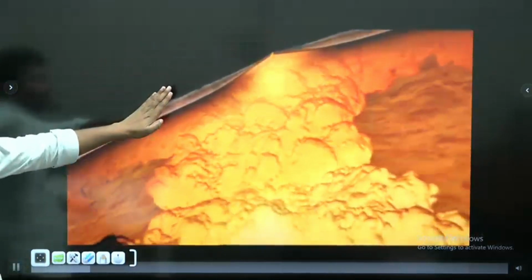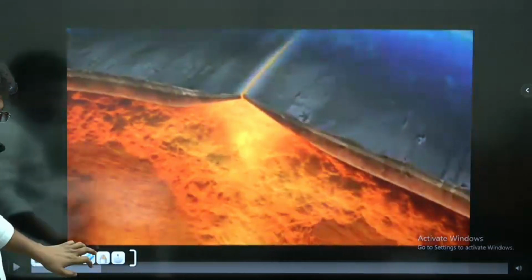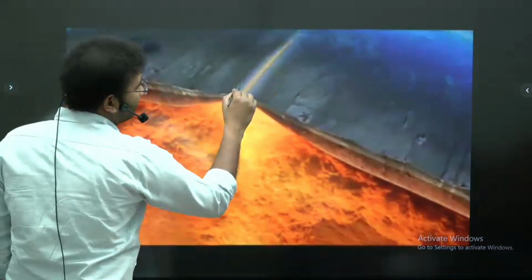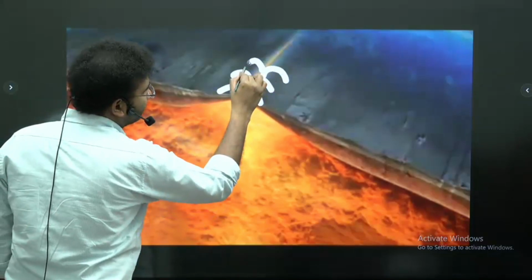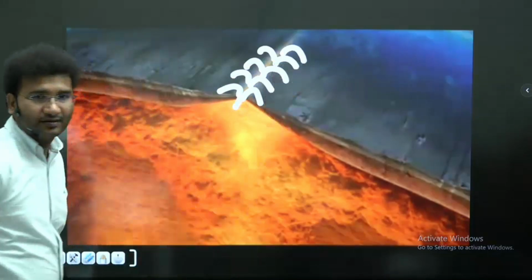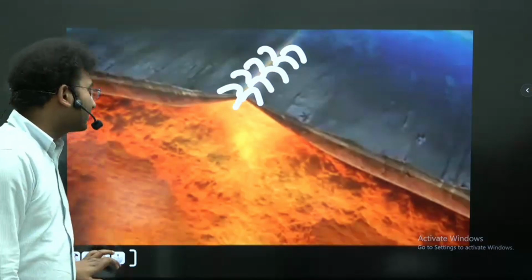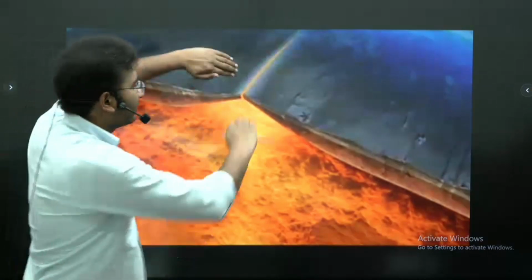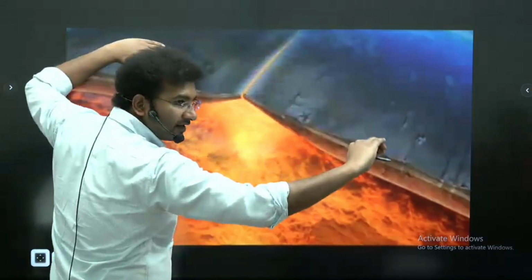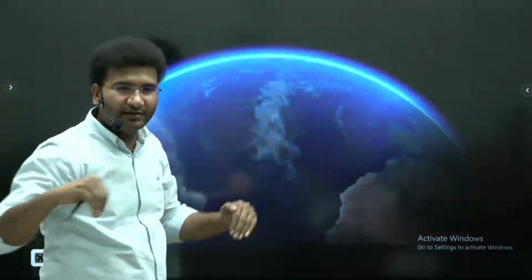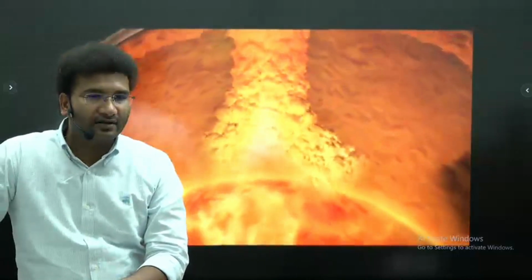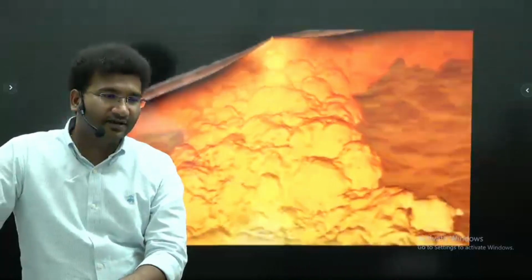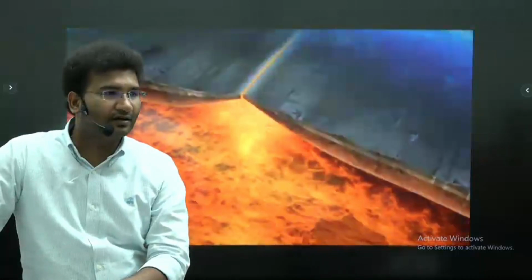Rising limb. That means here, what do you see? The material flows outward like this. They are volcanoes. Now, in such conditions, the continents get rifted apart, and this rifting apart will be called Rift Valley. Rift Valley. Okay, it is called Rift Valley, volcanic Rift Valley.